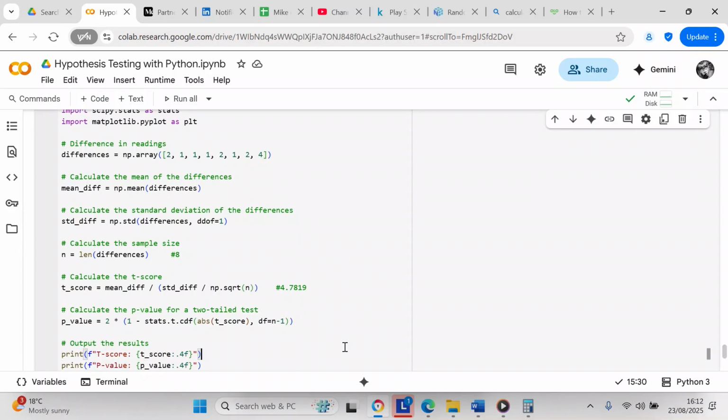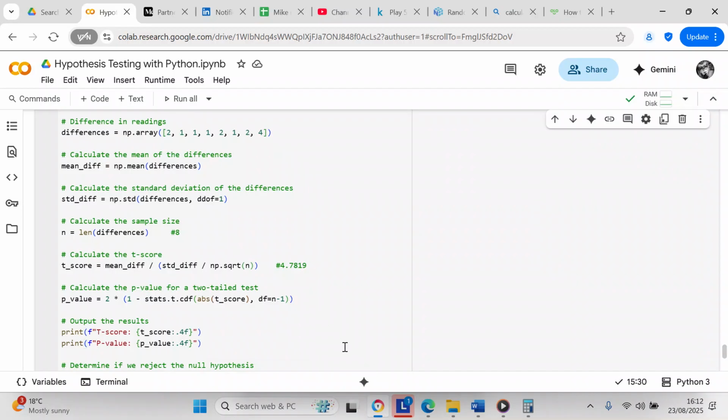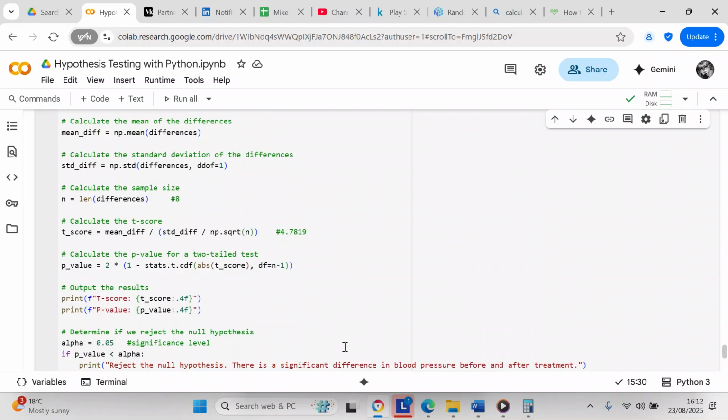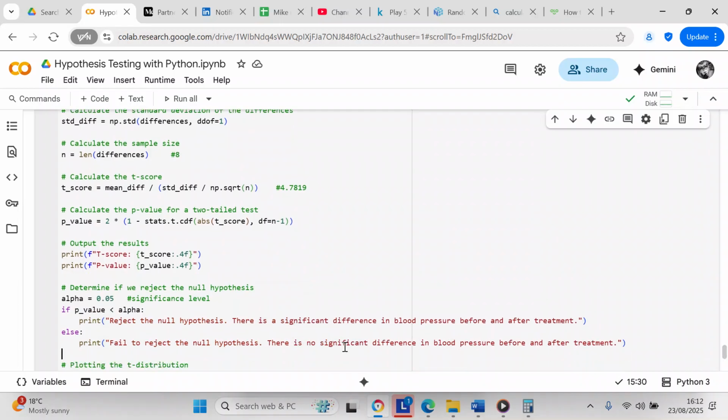Now we're going to print the t-score and the p-value, and we're going to analyze the p-value. Your alpha is 0.05, and that is your significance level. If the p-value is less than the alpha of 0.05, then you're going to reject the null hypothesis. There is a significant difference in the blood pressure before and after treatment. If the p-value is greater than alpha of 0.05, you're going to fail to reject the null hypothesis because there is no significant difference in blood pressure before and after treatment.